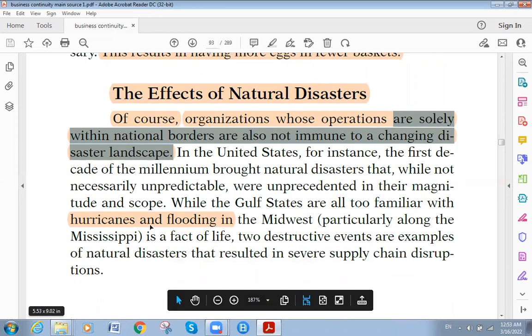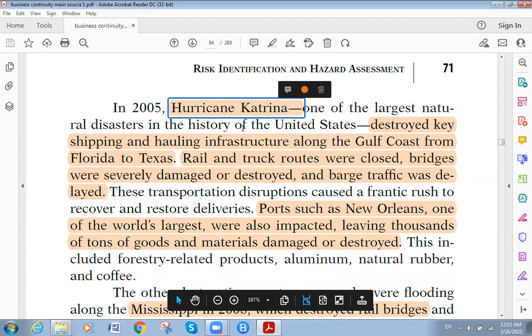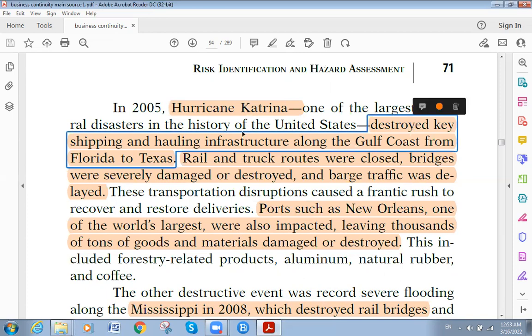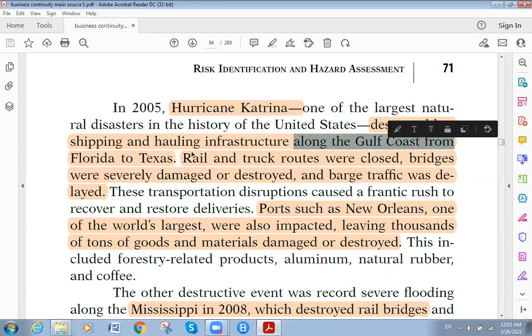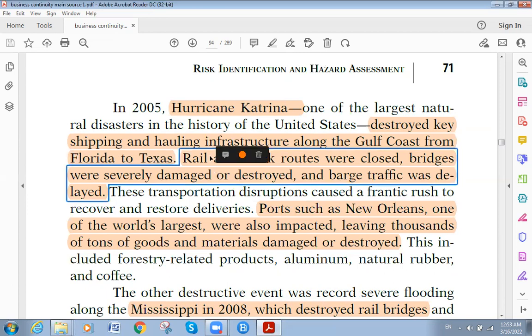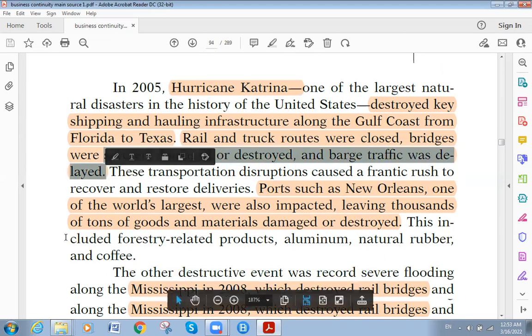We also have hurricanes and flooding, and these affect many countries. One of the examples is Hurricane Katrina, which happened in the past and was one of the worst in United States history. It destroyed key shipping and housing infrastructure along the Gulf Coast from Florida to Texas, as you see here. Rail and truck routes were closed, bridges were severely damaged or destroyed, and traffic was late.